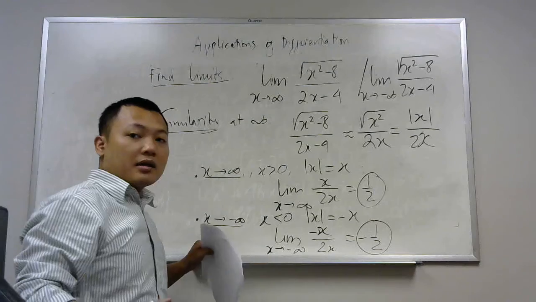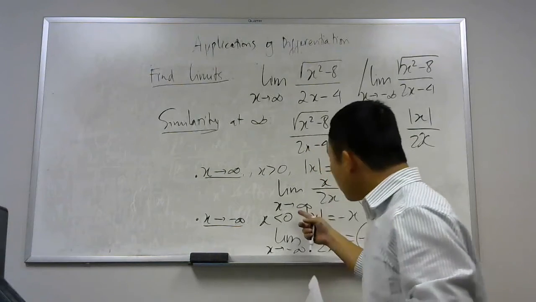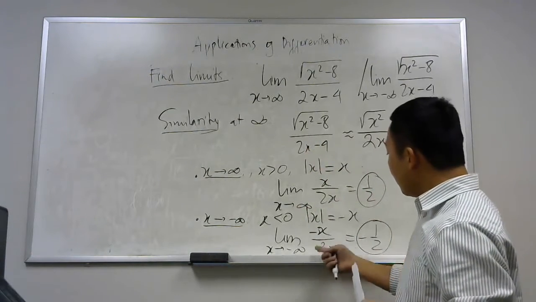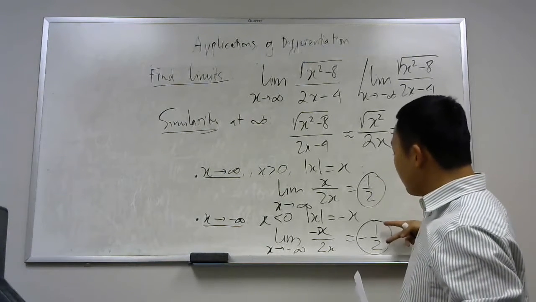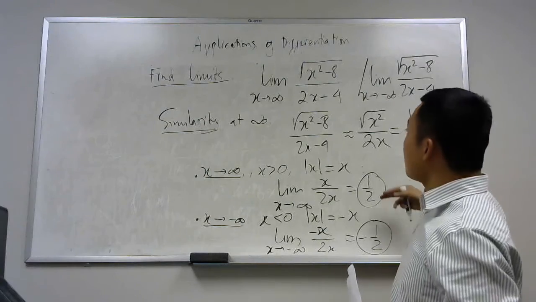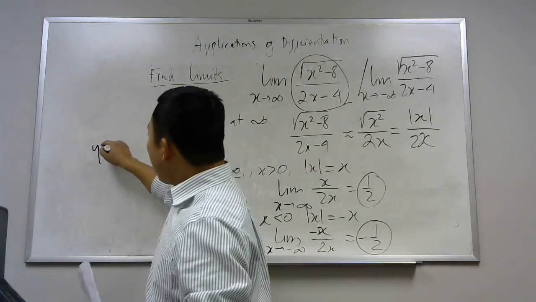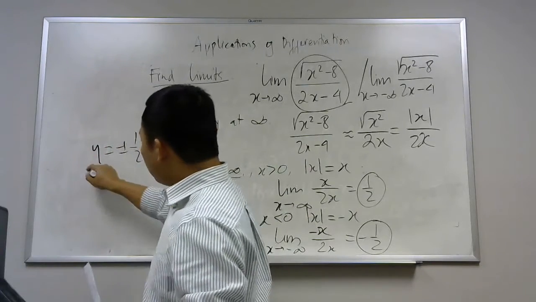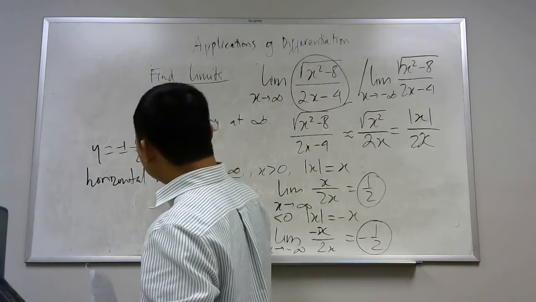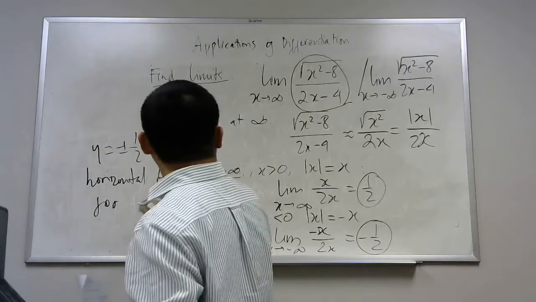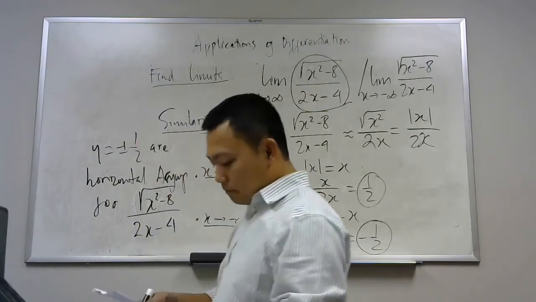You see, they are different in sign. So what does that mean? The limit of this function when x goes to positive infinity is 1 over 2, and here it is negative 1 over 2. That means y equals 1 over 2 and y equals negative 1 over 2 are horizontal asymptotes for this function. So y equals plus or minus 1 over 2 are horizontal asymptotes for the function square root of x squared minus 8 over 2x minus 4.